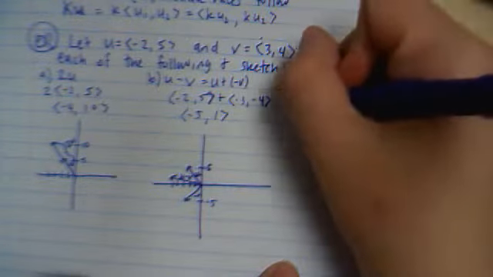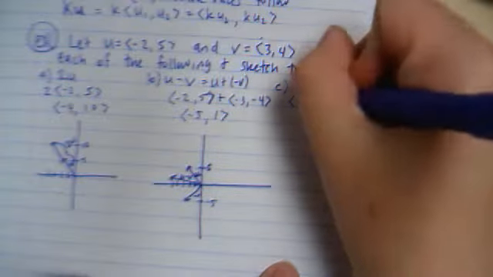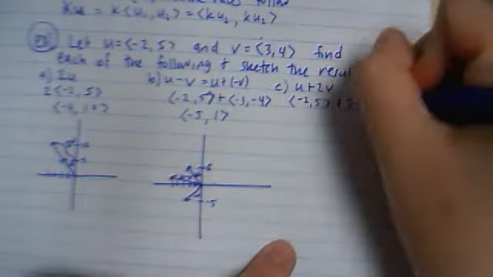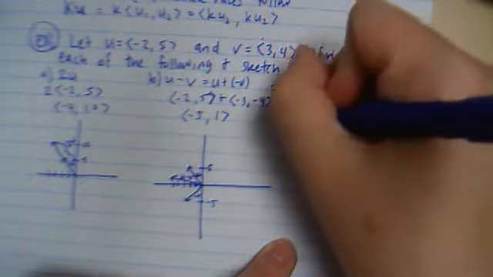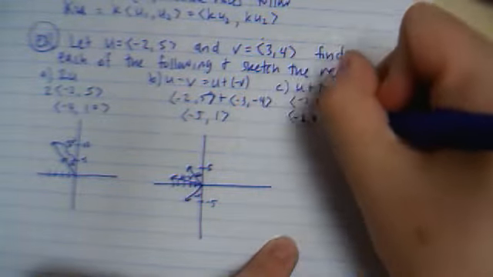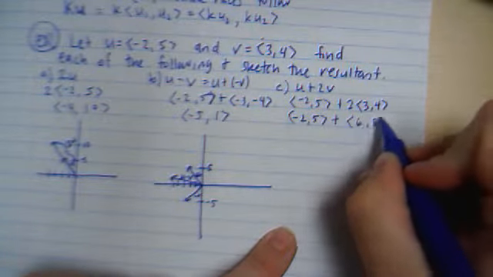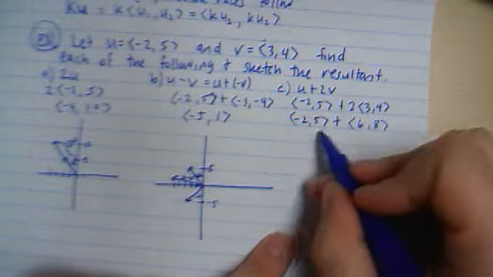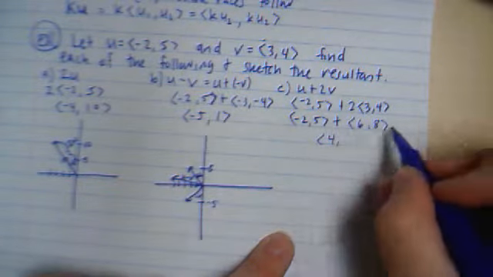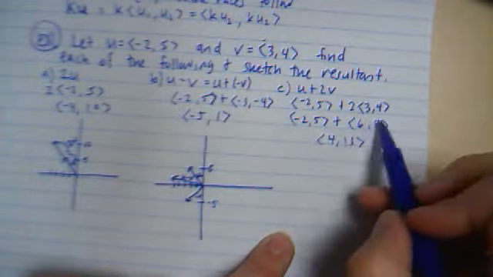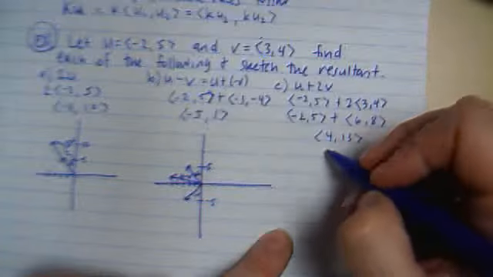Okay, from here, C is u plus 2 times v. So I'm going to keep that u the same thing, and then I'm going to change my 2v to be 6, 8, and then I'm going to add those together. So -2 plus 6 is 4, 5 plus 8 is 13. So I'm going to sketch these two and this resultant.